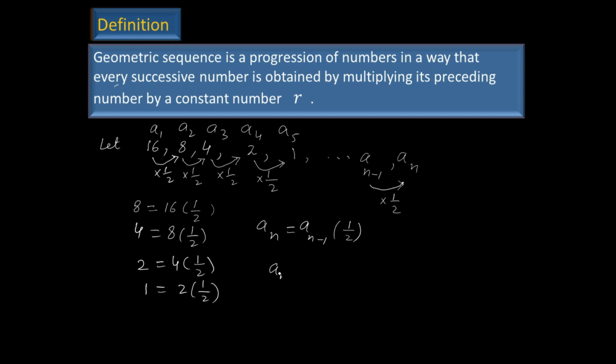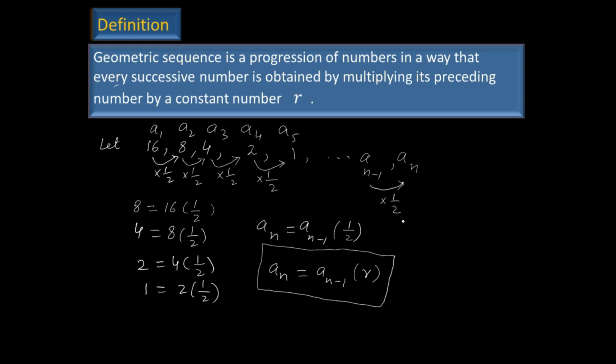So an is equal to an minus 1 multiplied by r, because this r will be changing and these numbers will also be changing, but this is the general formula for a geometric sequence. And this is the recursion formula, because the next term is obtained from the preceding term by multiplying it with r.